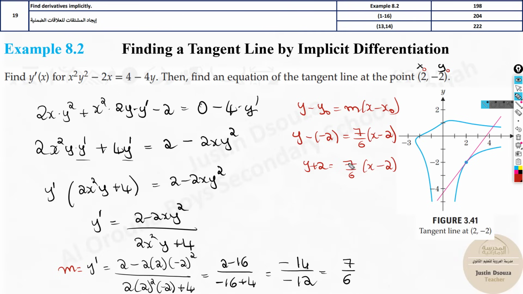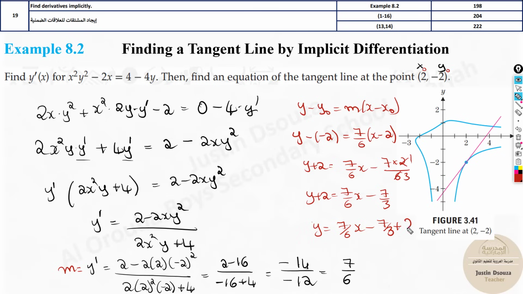So what I'll do is I'll just multiply this outside, the distributive property. What I mean is 7 by 6 is multiplied to x and minus 7 times 2 by 6. Here you will get y plus 2 equals 7 by 6x minus 7 by 3. Let's take this 2 to the other side. It will be y equals 7 by 6x minus 7 thirds plus 2.